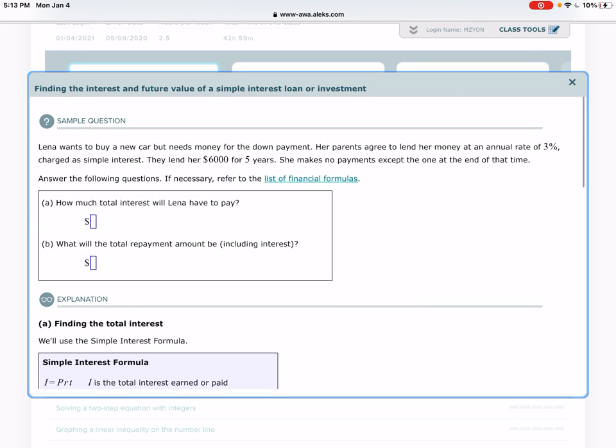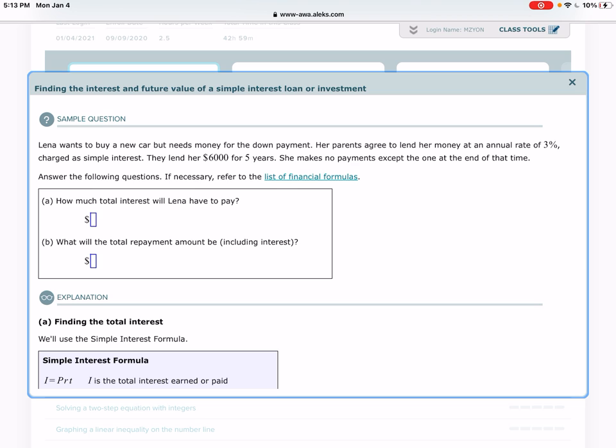So let's look at this problem. It says that Lena wants to buy a new car but needs money for the down payment. A down payment is just when you pay some of the money when you go to get your car, that you're not going to pay the whole amount because you don't have cash. You're going to take a loan. And you're going to need to give them some money. Let's say you're buying a $20,000 car. Maybe you're going to give them $2,000 as a down payment, and then you're going to owe the rest of that, the $18,000 that would be the rest of it.